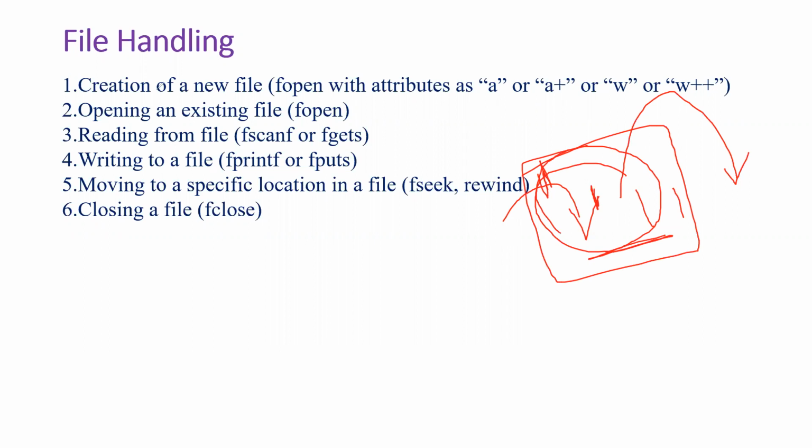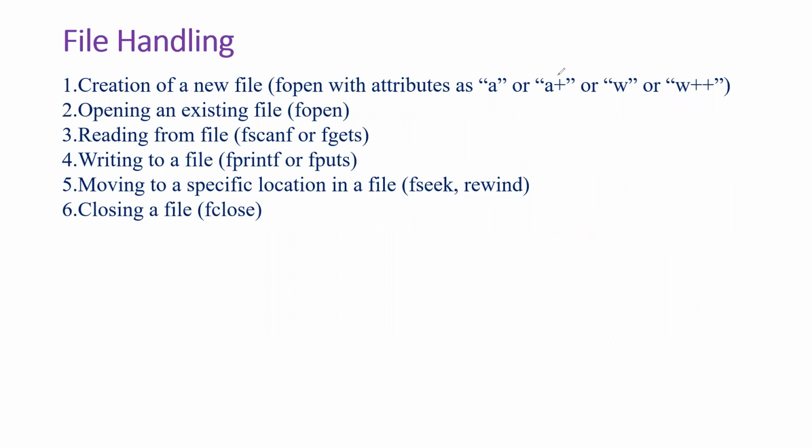Observe here, you can open a file, you can get the data from the file, you can put or write the data into the file, and you can move the cursor as per your wish using the fseek function. The rewind function is used to move the cursor to the starting of the file, and you can close the file after your operations have been done, right?